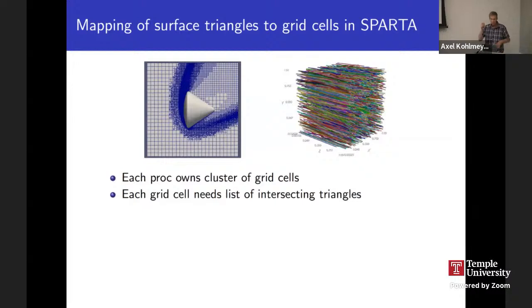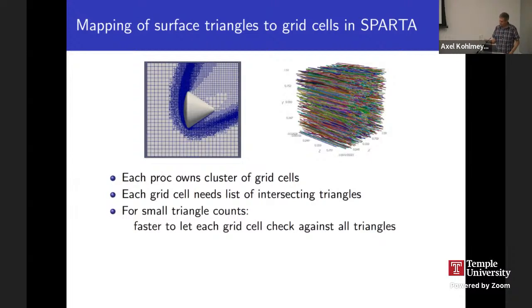And you need to know for each grid cell which triangles are in it, so that when you eject a particle through that grid cell, you can check for collisions with each of those triangles. So for small triangle counts, it's very fast to just let each grid cell check against all the triangles. So if you have 100 or 1,000 grid cells or triangles, you can easily do this algorithm in that simple way.